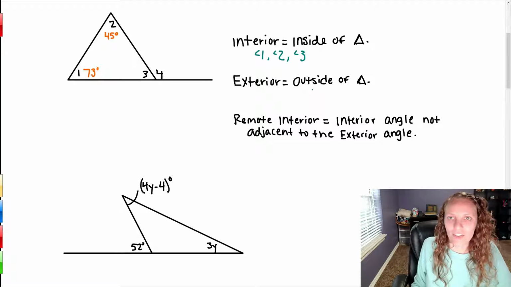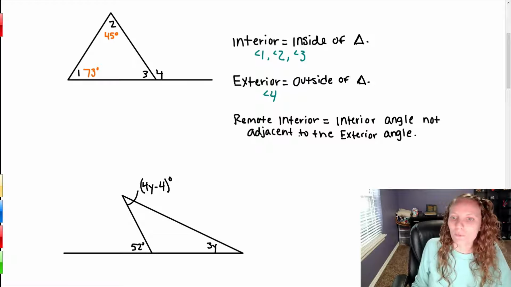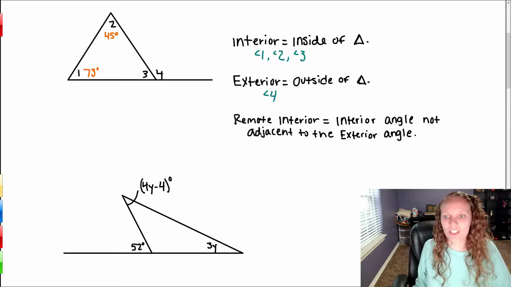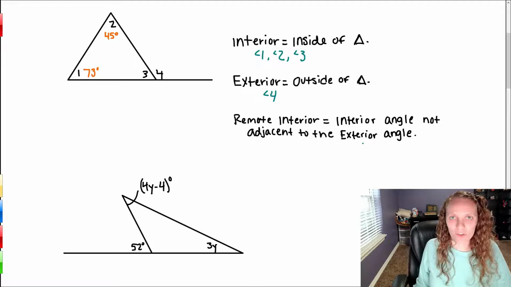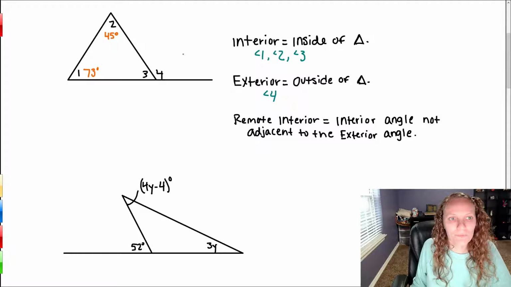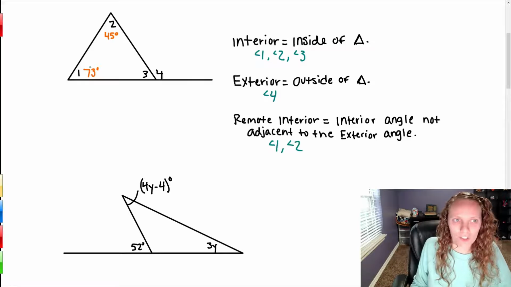The exterior angle is on the outside of the triangle. So angle 4 is our exterior angle. It's on the outside. And then we have what's called the remote interior angles. These are the interior angles that are not adjacent or next to the exterior angle. So basically it's the two angles that are inside of the triangle, but they're not next to our exterior angle. They're far away from it. So for example, angle 1 and angle 2 are called remote interior angles. They are inside the triangle, but they're not next to the exterior angle 4.